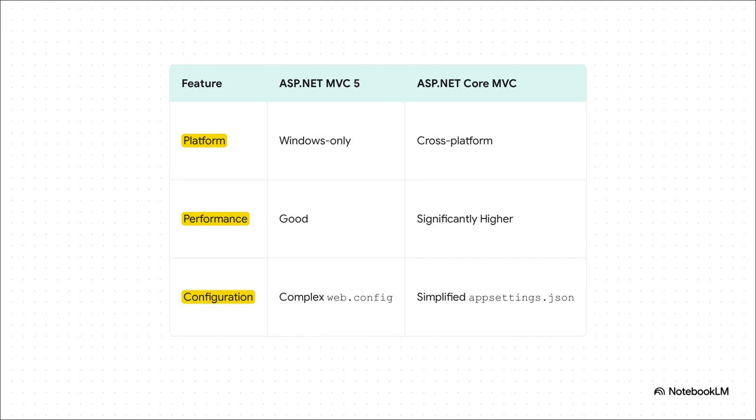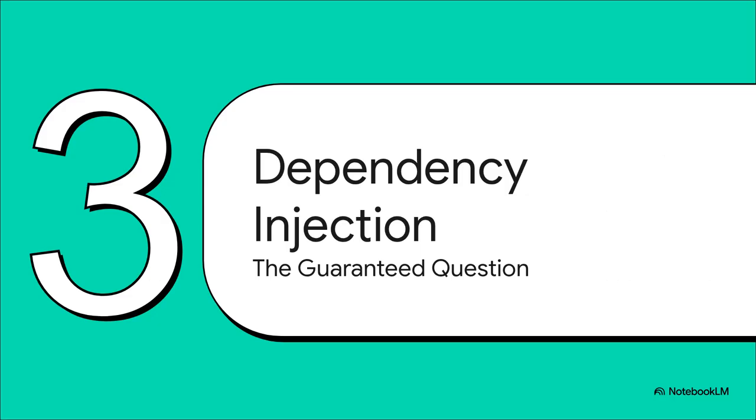That's massive. Number 2, performance is just through the roof. It was rebuilt from the ground up to be incredibly fast. And third, configuration is so much cleaner. That clunky old web.config file, gone. Replaced by a simple, easy-to-read appsettings.json file. Huge quality of life improvement.